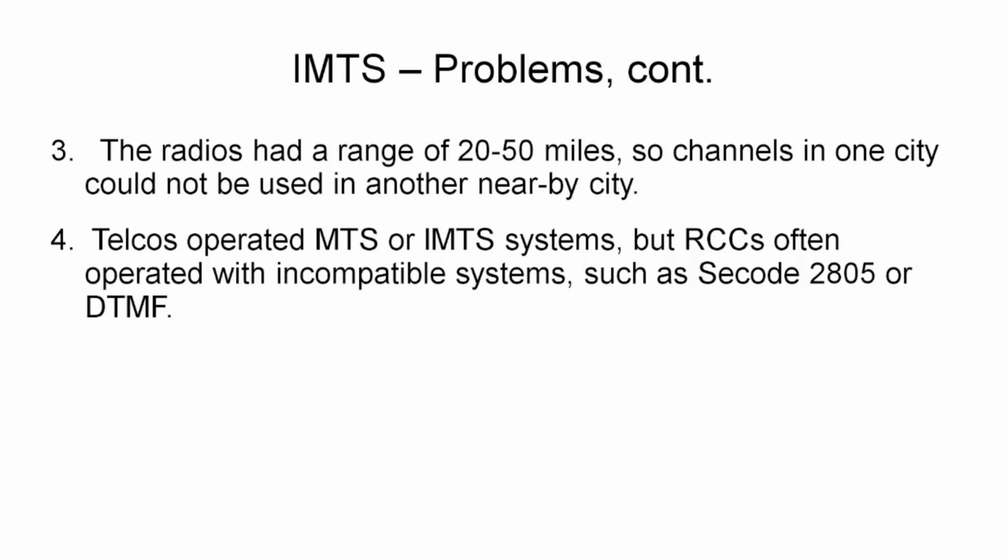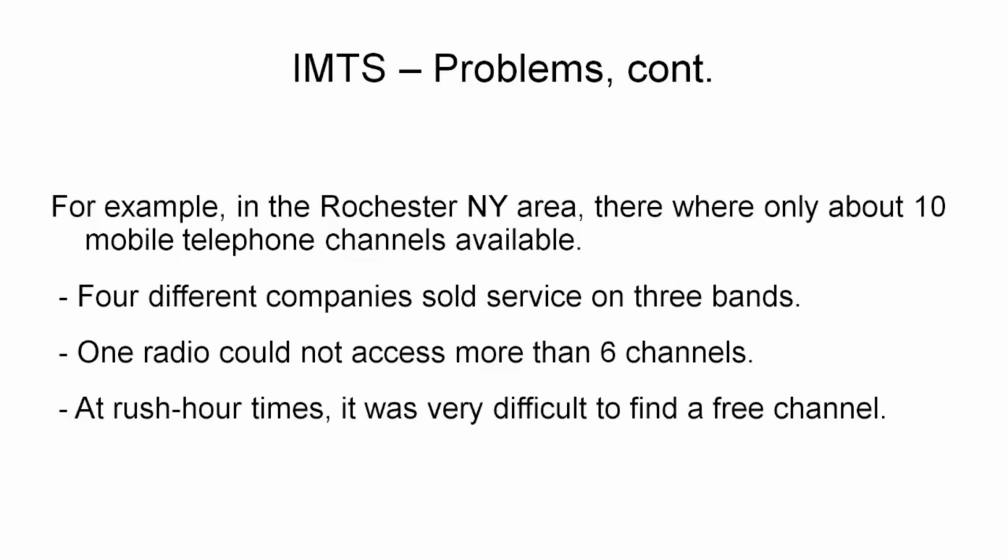The telcos operated the manual telephone service or the IMTS systems, but RCCs often operated with incompatible systems, such as C code 2805 or DTMF. For example, in the Rochester area, there were only about 10 mobile channels available total. 4 different companies sold service on 3 different radio bands. One radio could not access more than 6 channels. At rush hour, it was very difficult to find a free channel.